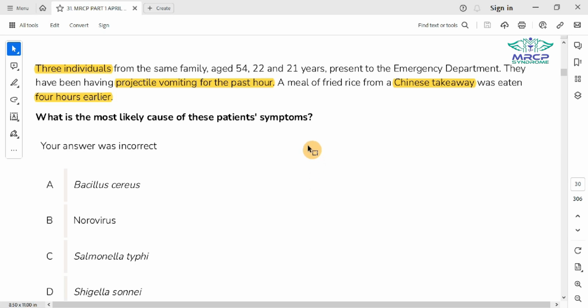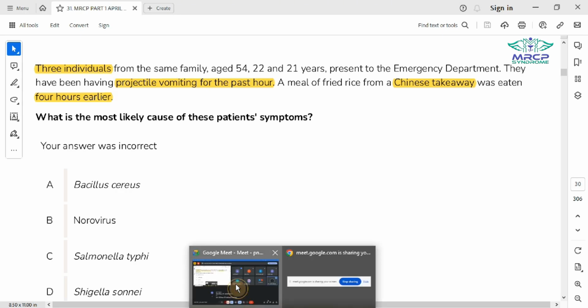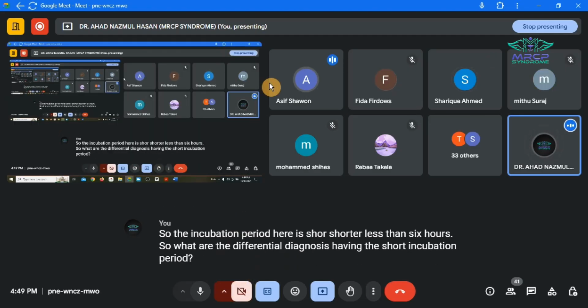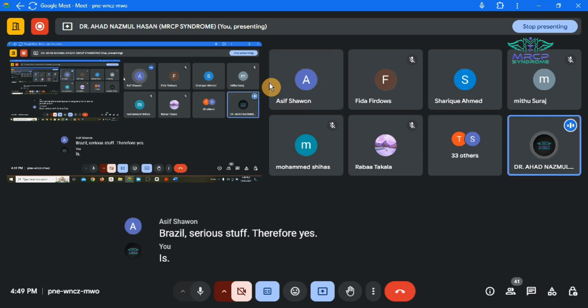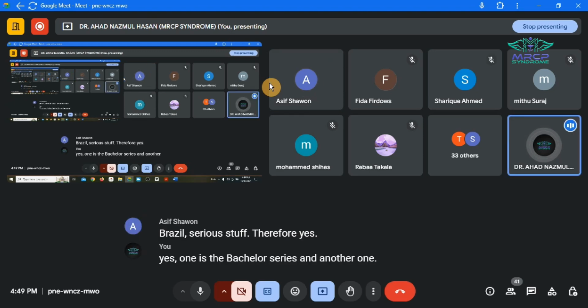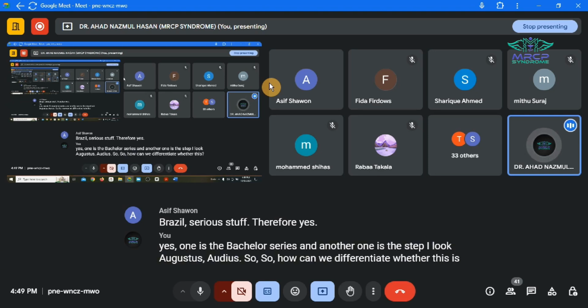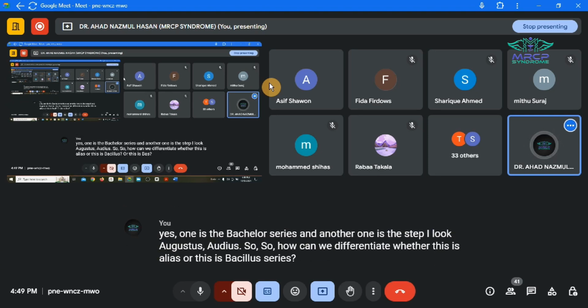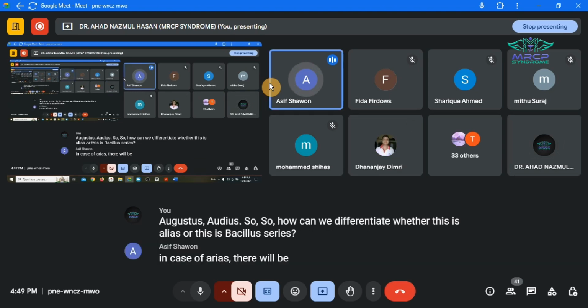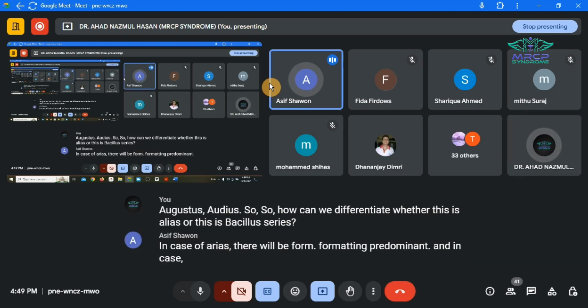Whenever you encounter infective diarrhea, always step one would be to look at the incubation period. So the incubation period here is short, less than 6 hours. What are the differential diagnoses having a short incubation period? Bacillus cereus and Staphylococcus aureus. So how can we differentiate whether this is aureus or Bacillus cereus? In case of aureus, there will be predominant vomiting.